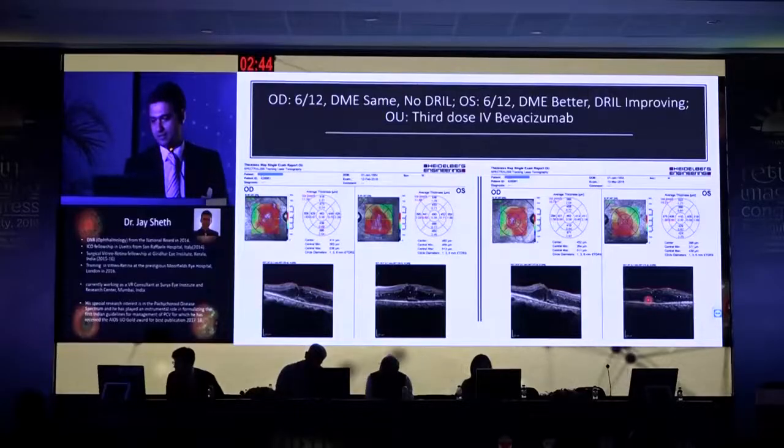So this time we went ahead and gave him the injection as well as a PRP. And after a month's time, the DRIL started resolving in the left eye. But still the visual acuity did not improve because the DME was almost the same. Whereas in the right eye, the visual acuity started improving from 6/15 to 6/12 as the edema started improving. We went ahead and gave a second dose of injection in both eyes. And after that second dose, once the edema started coming down in the left eye, it is then that the visual acuity started improving, and not because of DRIL reversal.